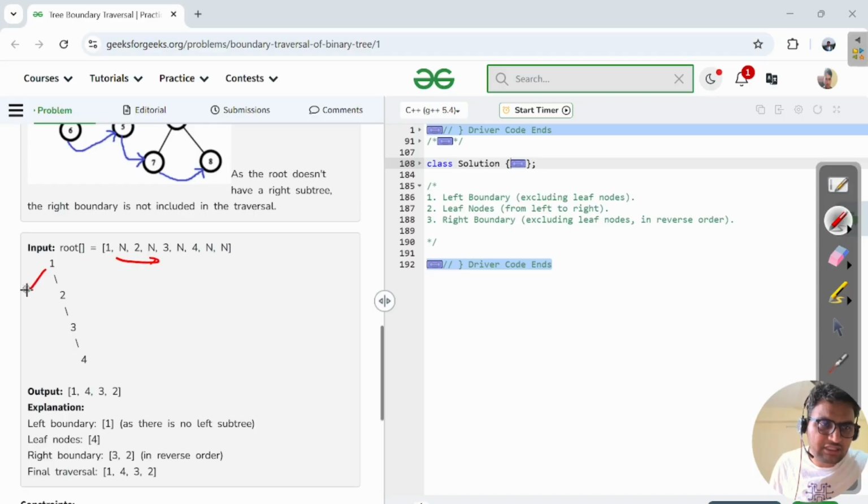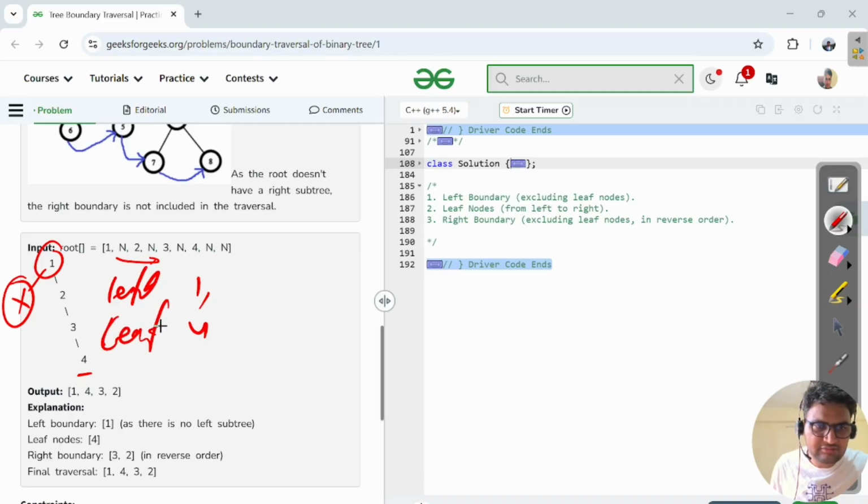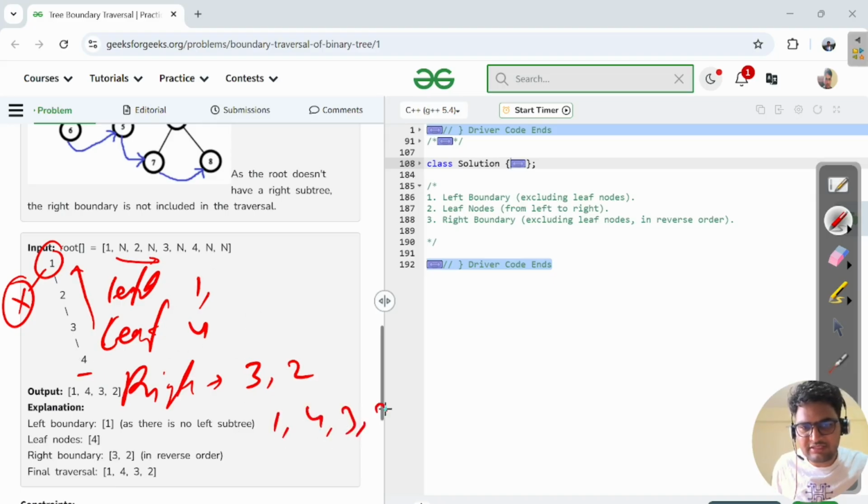The output will be: because we do not have any left, the left boundary traversal will not be there, only the root will be printed as the left boundary traversal, right? So 1, and then the leaf node is there, 4, correct? This 4 is a leaf, printed as part of the leaves, and then right. For the right boundary we will go from down to up, right? So 3 and 2 will be printed as part of the right boundary traversal. So the complete output would be 1, 4, 3 and 2. That is what is given here.